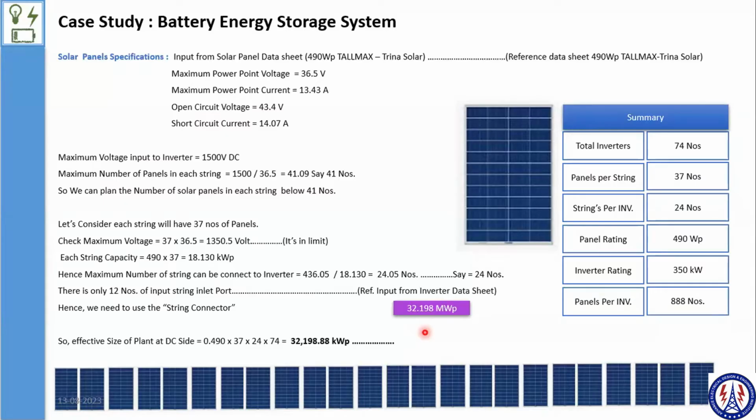So your 13.43 multiplied by 24 gives you 322.32. This is your total amps, and now you are operating on 350 kilowatt. Multiply this part by 1000, and sorry, it's 436, right? 436.05 multiplied by 1000 and divided by 1500. It is giving 290.